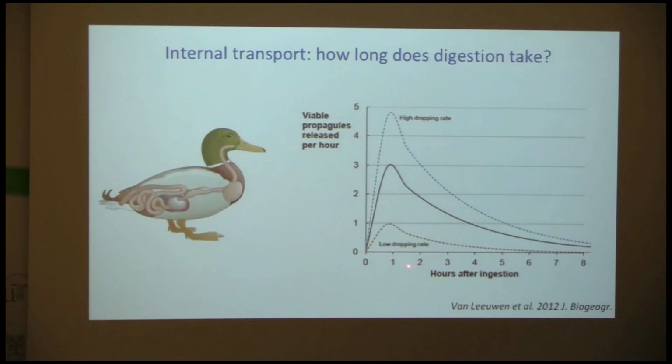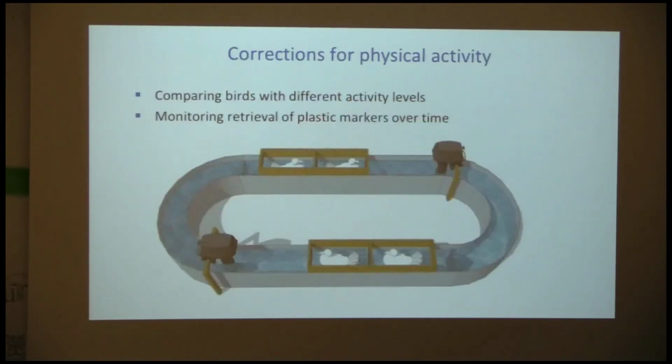So then based on the hours after the ingestion of a propagule, how many of the viable propagules are released per hour. So you see that after 1 hour, the average waterbird would shed in its droppings about 3 viable plant or invertebrate propagules. But this is a model that should still be worked on and improved. But at least it illustrates how there's a relationship between the decline of viability and the number of propagules being defecated by birds.